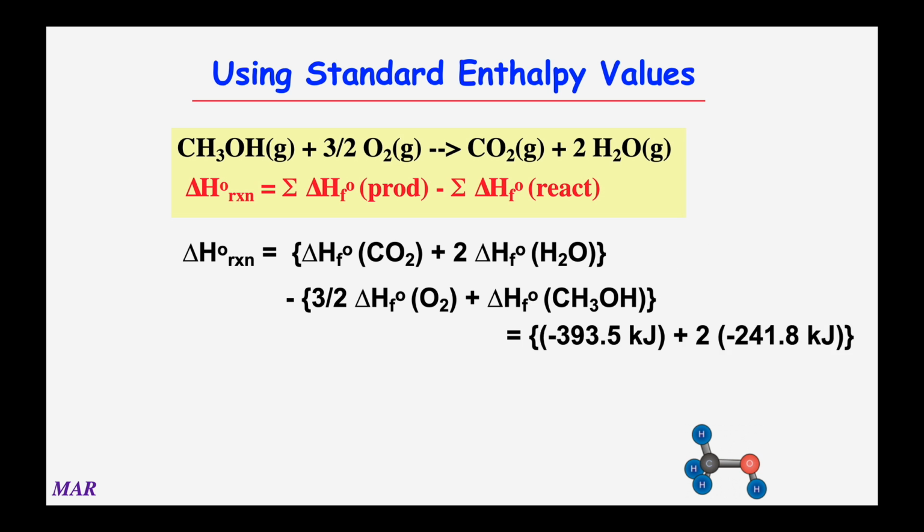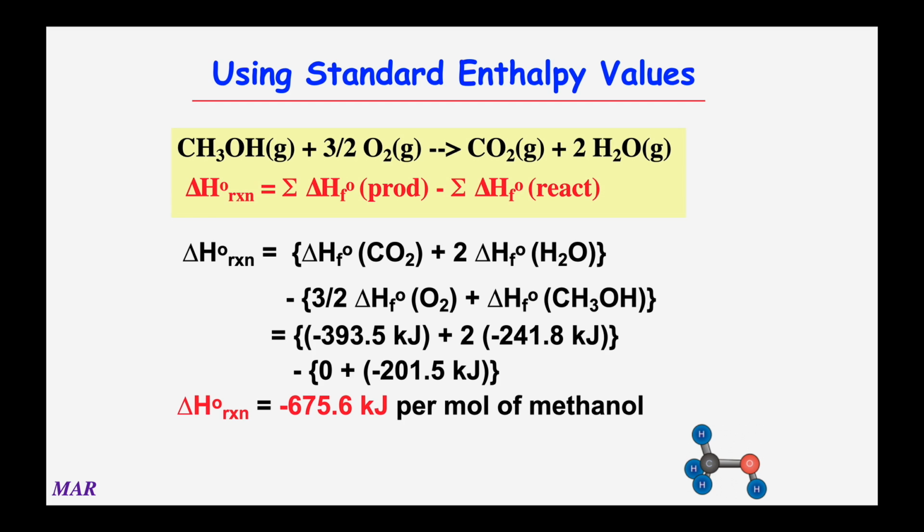I don't know what those numbers are off the top of my head, but here they are. When I looked them up, CO2 was negative 393.5. Notice that water was negative 241.8, but we multiplied it by 2 because the stoichiometry of 2 makes us do that. The O2 is just 0. 0 times 3/2 is 0, and here's the CH3OH. This reaction is negative 675.6 kilojoules, exothermic. This one actually is giving off energy.